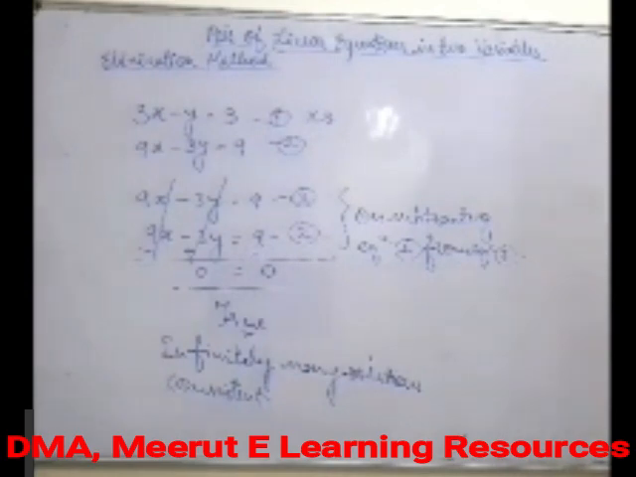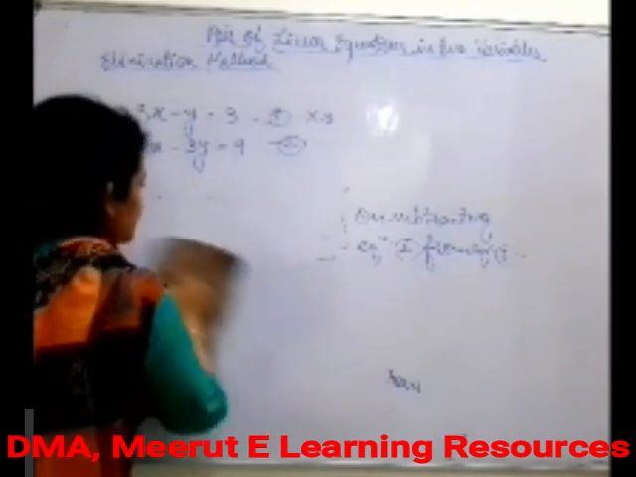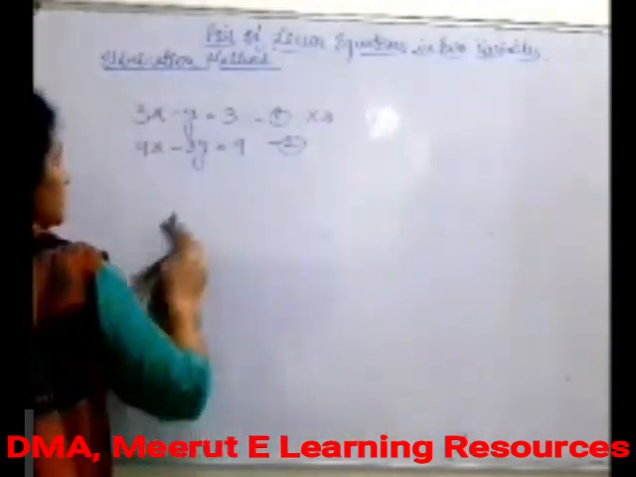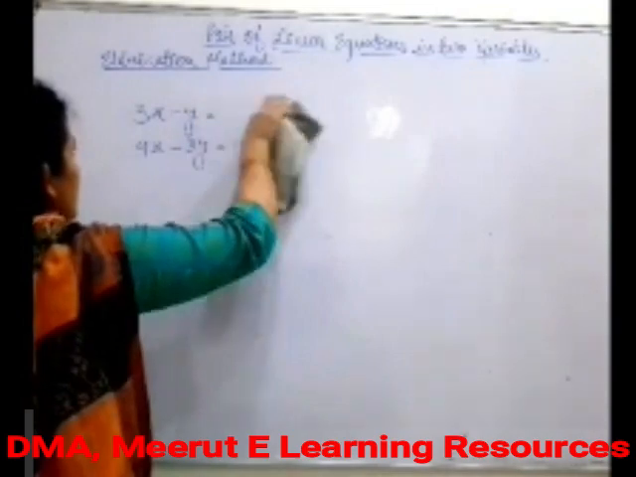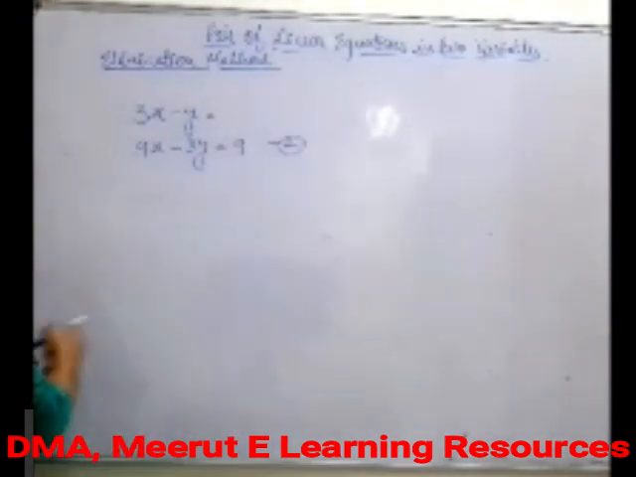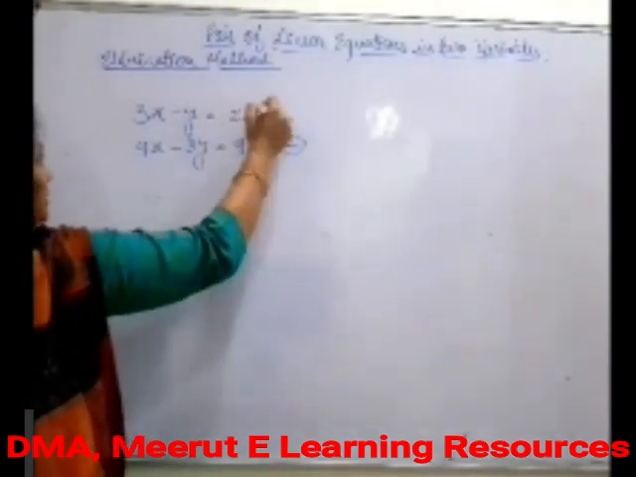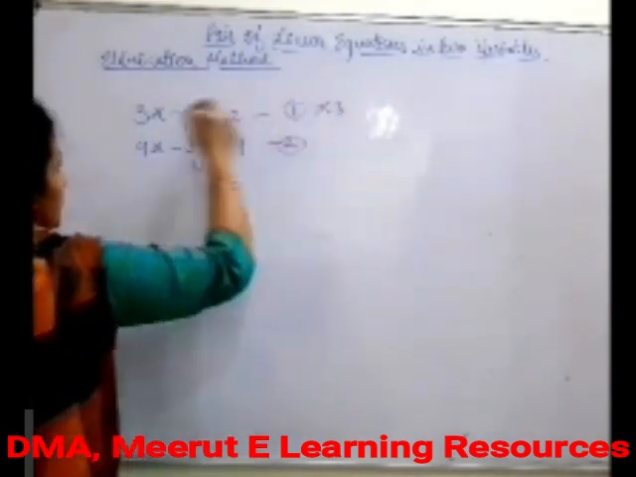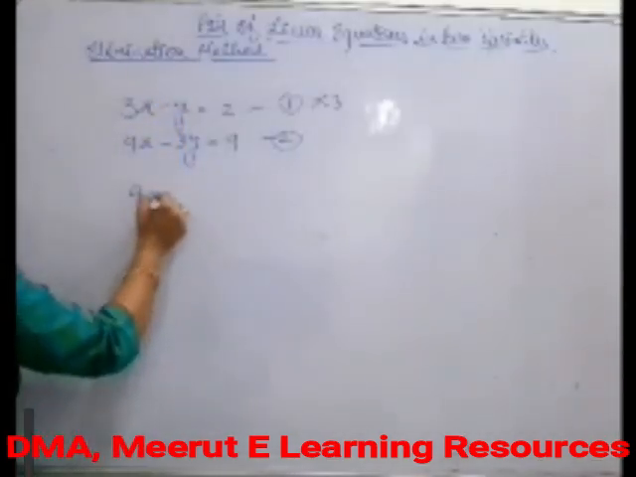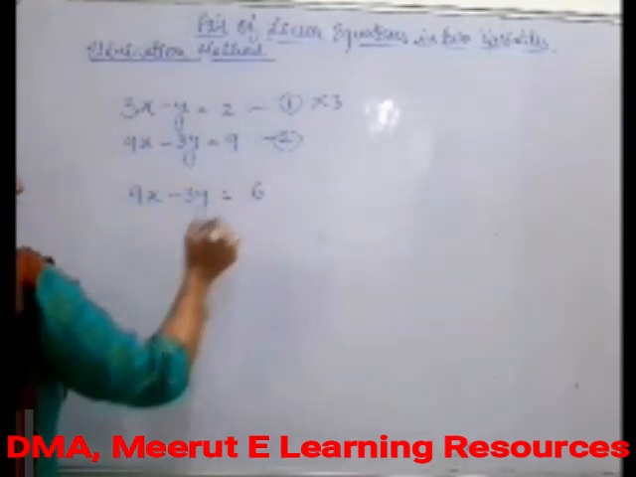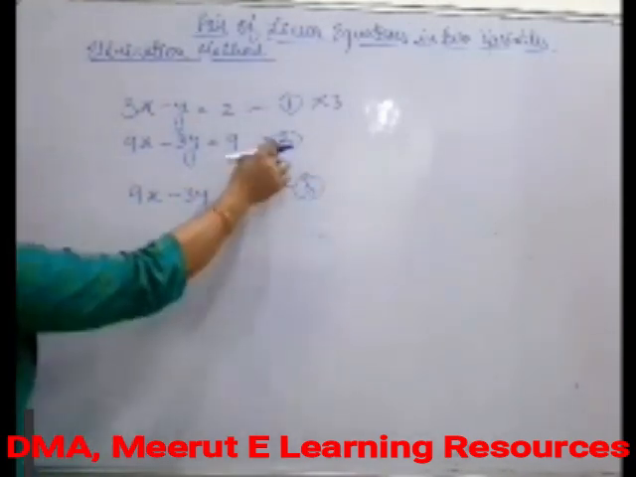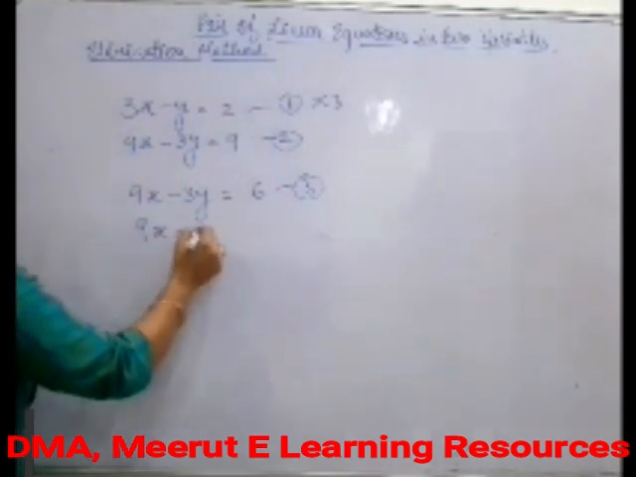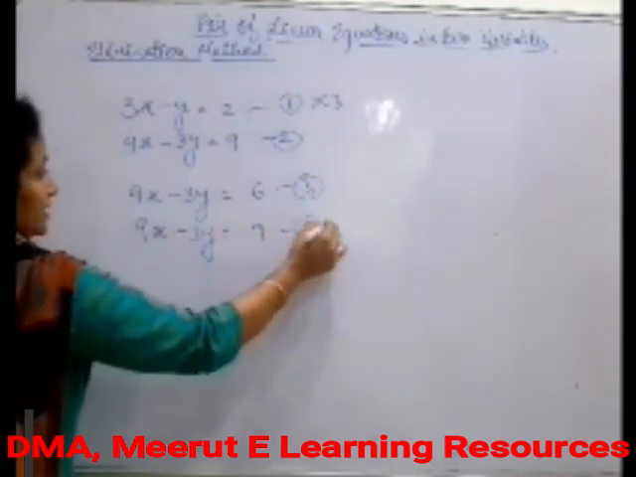Now another case. Suppose I take these equations with a minor change here. Suppose I have 2 here, then this will be the first equation. Again the same thing, I have to eliminate variable x, so I will multiply it by 3. So I will get the new equation as 9x minus 3y equals 6. I will name it again as 3, and the second equation, as I have done before, I will write down. This will be second.